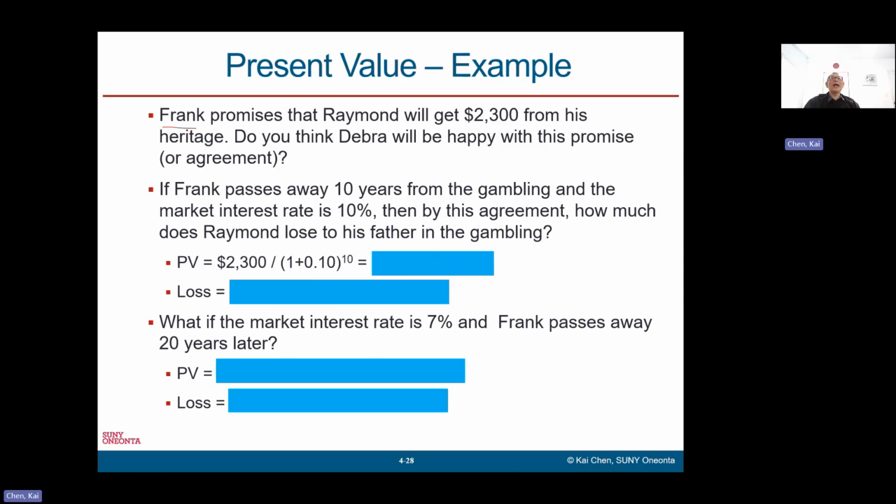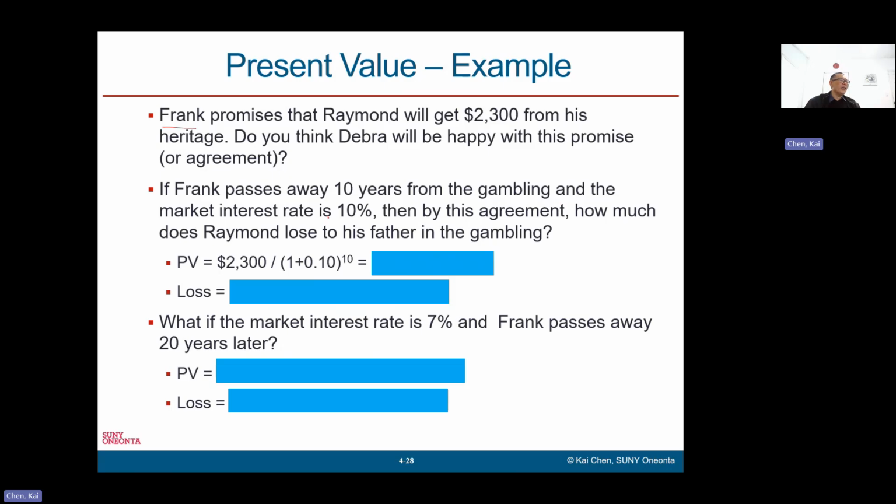Of course, we know $1 today is more valuable than $1 you expect to receive in the future. The answer, of course, is no, because the $2,300 Raymond lost to his father in gambling is more valuable than the $2,300 Raymond expects to receive from his father's inheritance.